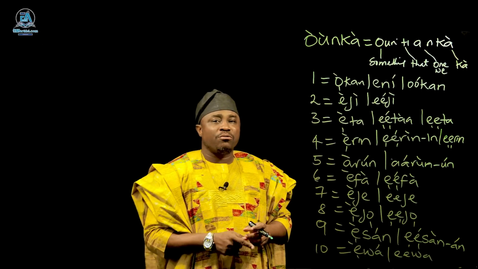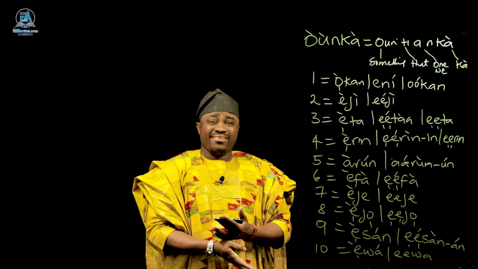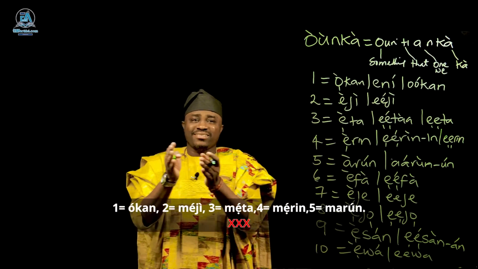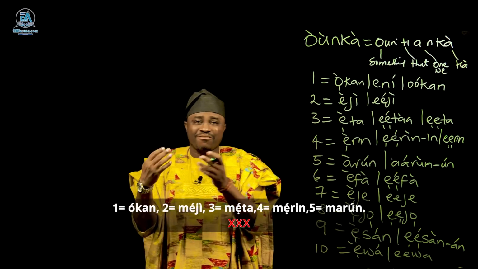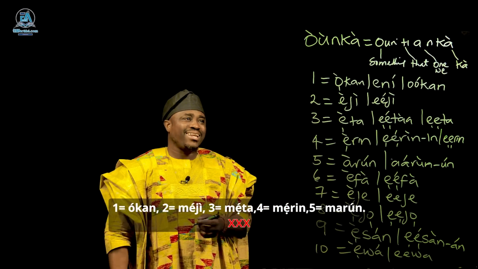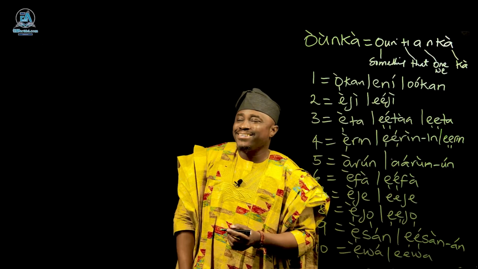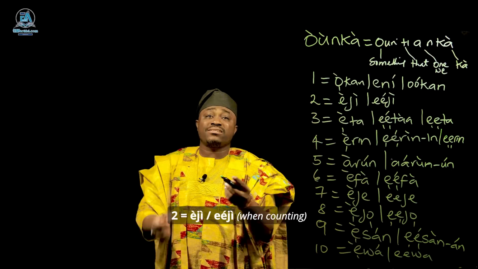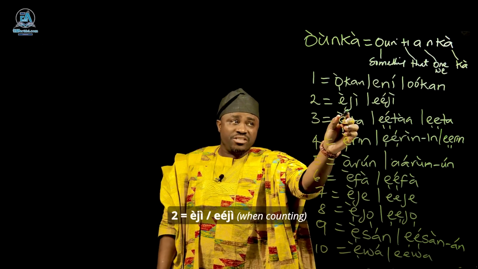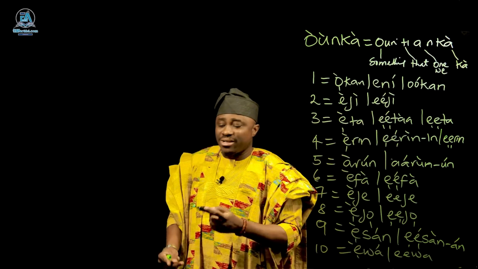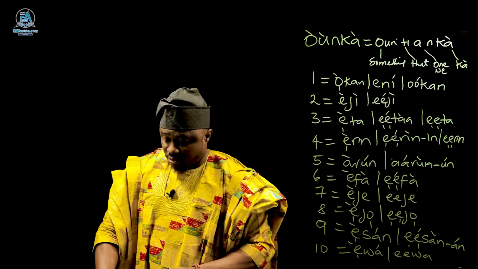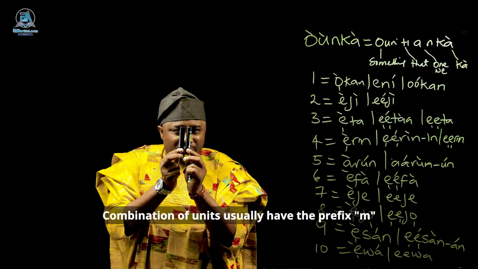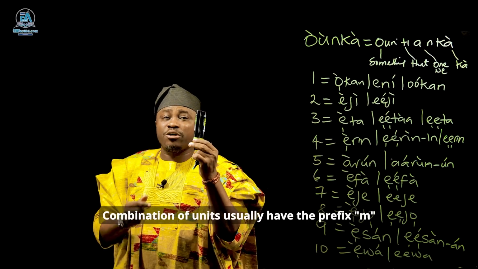But you see people, when they are doing this counting, right? They say 1, ọ̀kan, 2, méjì, 3, mẹ́ta, 4, mẹ́rin, 5, márùn. That's not right. Great. So when you say one, simple enumeration is ọ̀kan. Two, as counting, is èjì. But if you are saying two, ọ̀kan, èjì, combination of units becomes mé.